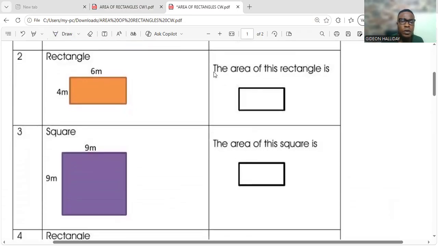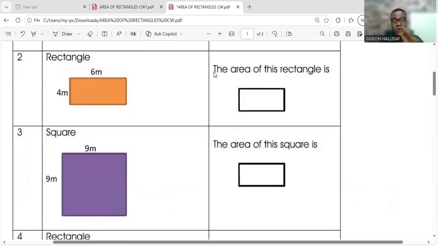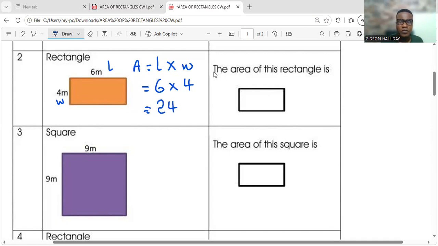Let's move up. Now, number 2. I expect you to pause the video, attempt the questions, and then you can play it. All right, next one, area of this rectangle. This is the length, this is the width, and area is length times width. The length is 6, and the width is 4. So that's 6 times 4. It's 24. 24 meters square. Always remember the units.